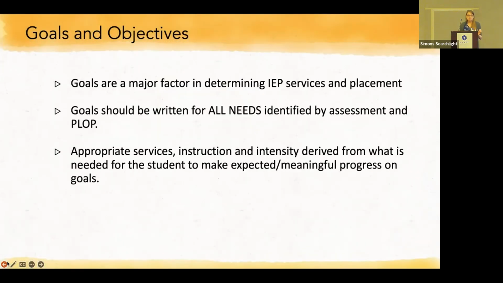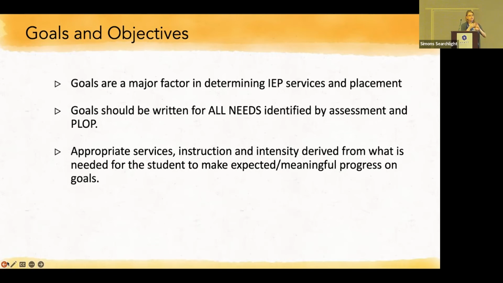Since goals, legally speaking, are the major factor in determining services and placement, you really want to make sure that you get the team to write a comprehensive set of goals that's really going to represent what the child's doing during the year. I would much rather see 15 very minimal goals than 3 goals that the child's unlikely to even achieve because they're too far away.